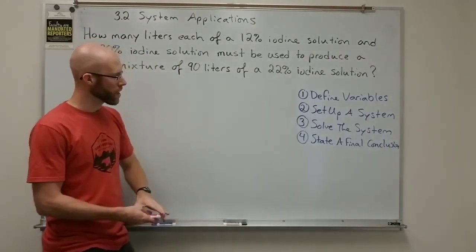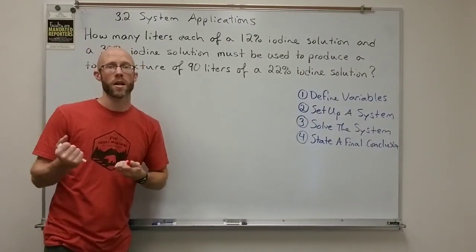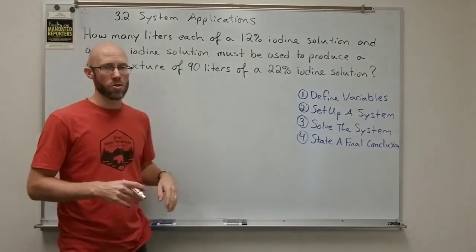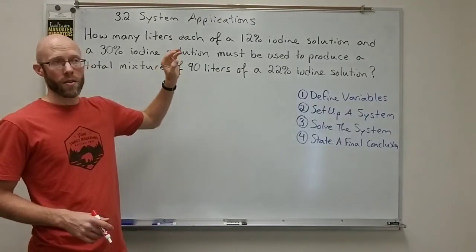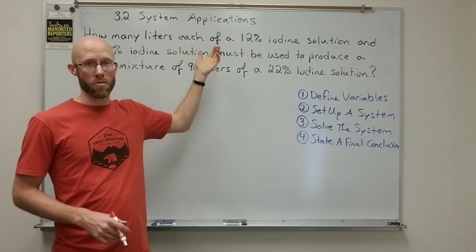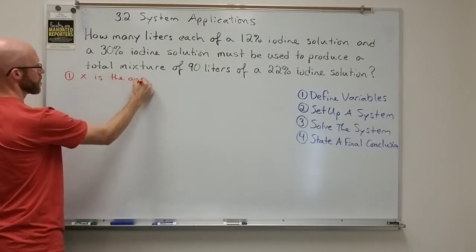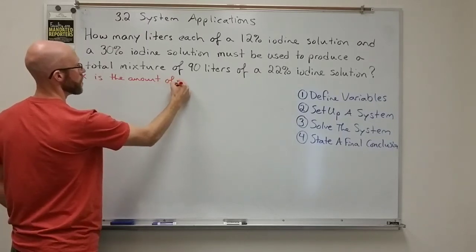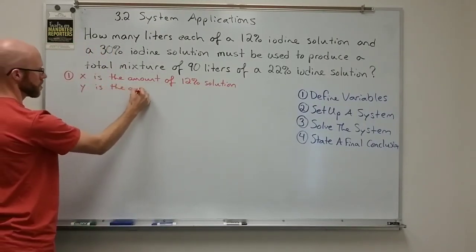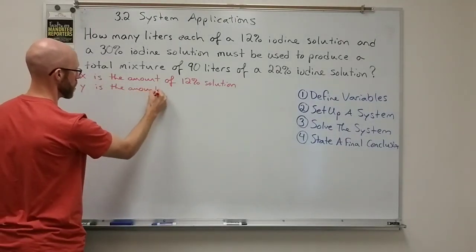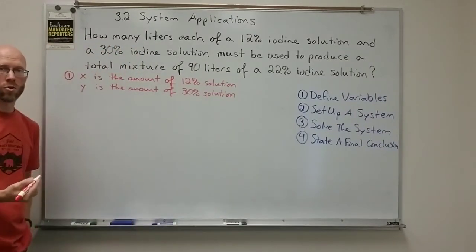And so to do that, again, we're going to follow this four-step process that I outlined in the previous video: defining variables, set up a system, solve the system, and state the final conclusion. Okay. So we're going to start by defining our variables. Again, I'm just going to use the letters X and Y as the variables, and I'll correspond them to the two different solutions because those amounts are what the problem is asking for. Okay. So let X be the amount of 12% solution, and let Y be the amount of the 30% solution. Okay, so those are the two amounts.